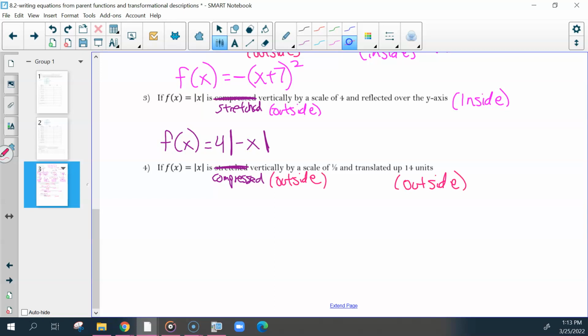So what that means, if there are two outside things, you're not going to have parentheses or anything like that. So this would look like f of x equals, you need this number on the outside, the 1/2, times the absolute value of x, nothing inside, and up 14, how would we write that? How would you write up 14?